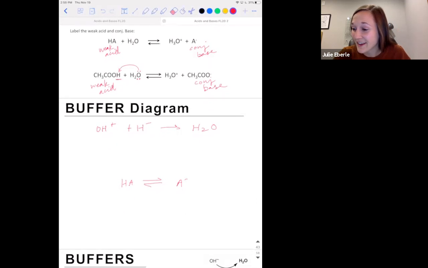Y'all, this is a rough day. Dakota said, why is it H minus? It should not be H minus. Now my eraser is not going to work for us. It should be H plus and OH minus. Forgive me. I need to slow down.